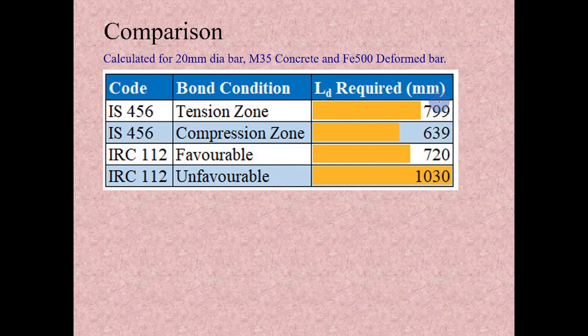Comparing these values, all calculated for the 20 mm diameter bar, this is for compression and this is for tension, and this is for favorable and unfavorable condition. By seeing all these values, this IRC 112 value gives a better development length than IS 456 since they have considered the top bar effect into account.